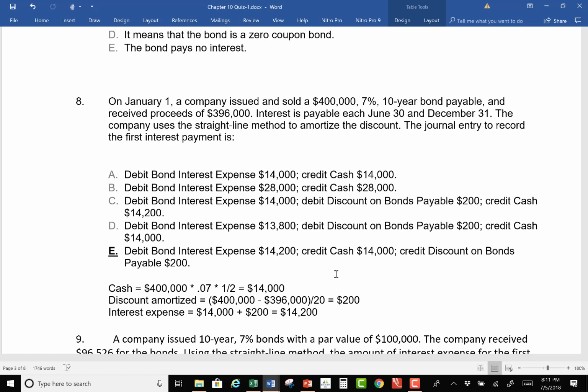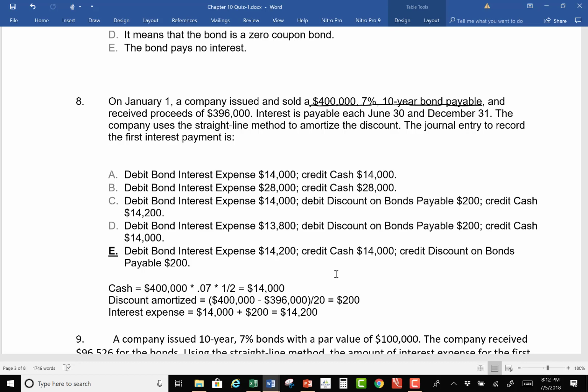Number 8. You'll see a few little questions like that on the final, but this is more the type you're going to see, where I'm going to make you do the accounting for it. So January 1st, a company issued and sold a $400,000, 7%, 10-year bond payable, and received proceeds of $396,000. Is this a discount bond or a premium bond? Discount. It was a $400,000, 7%, 10-year bond. That's all what's on the face of the bond, right?